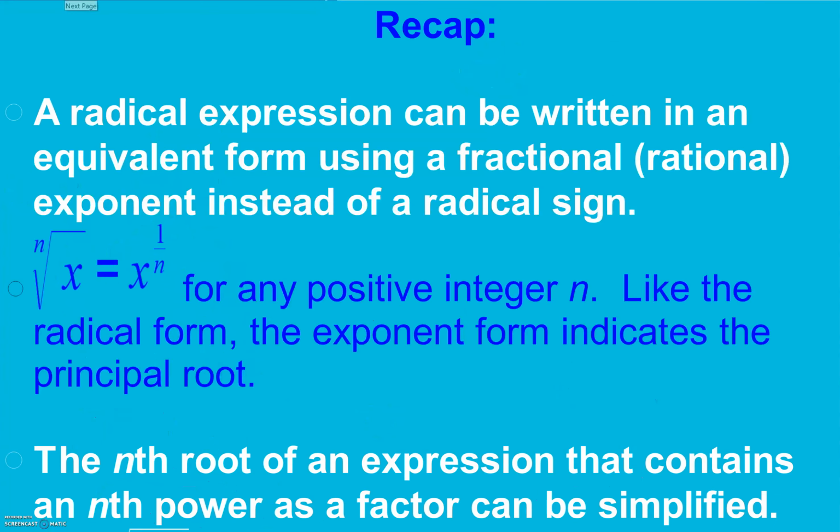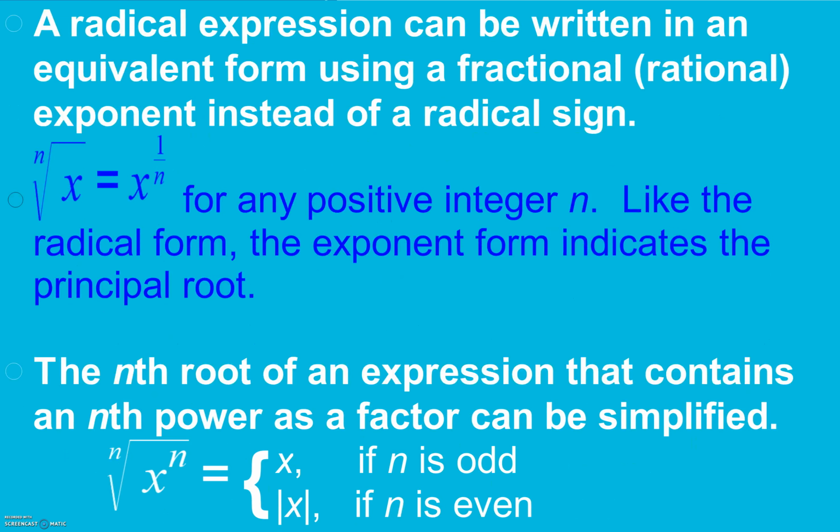Recap here for this section. A radical expression can be written in an equivalent form using a fractional or rational exponent instead of a radical sign. So the nth root of x equals x raised to the 1 over nth power. This is our radical form. This is our exponential form because it has an exponent. And that works for any positive integer n.